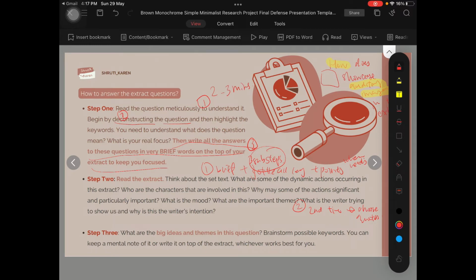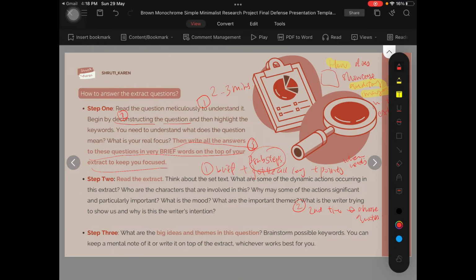So you always have to think about the set text. What are some of the dynamic actions occurring in this text? Who are the characters that are involved in this overall extract? Why are some of the actions more significant than the others? Do I need to include the minor actions in the essay? What are my strongest points?